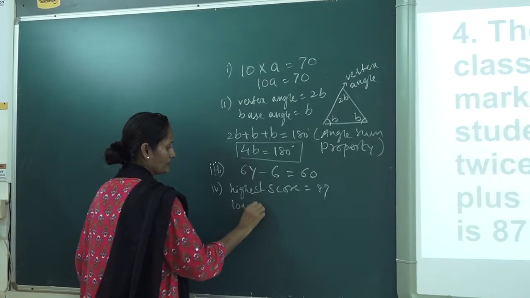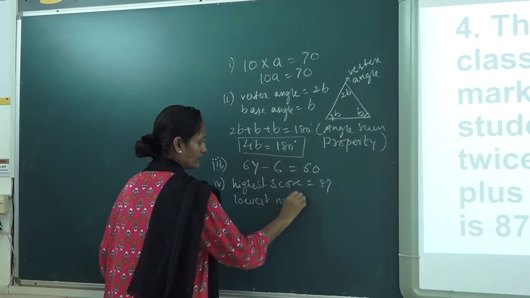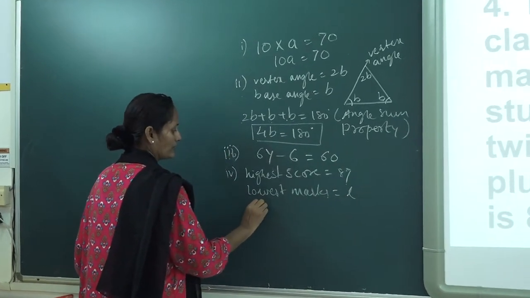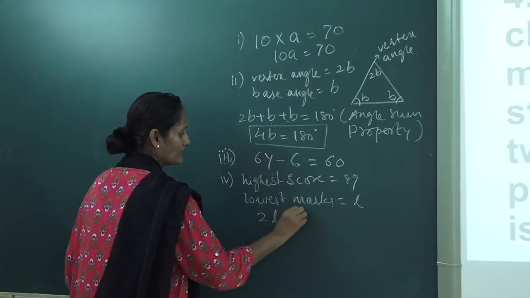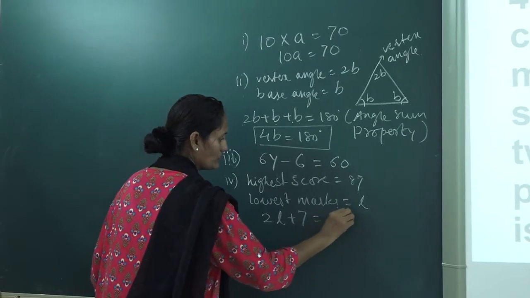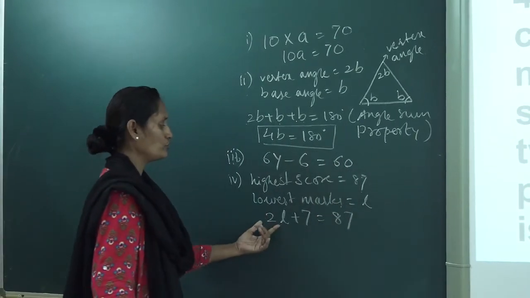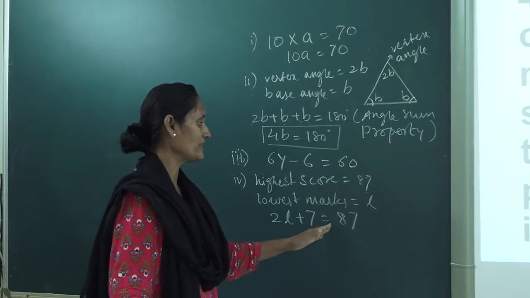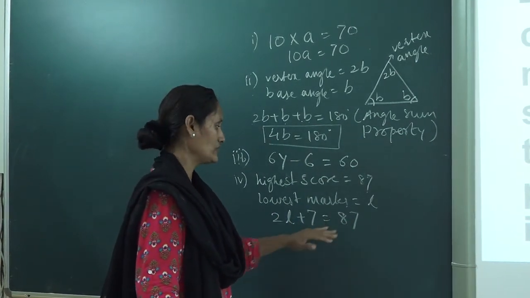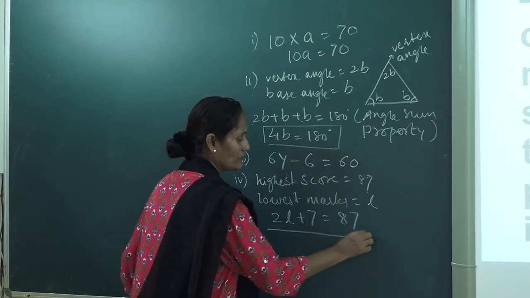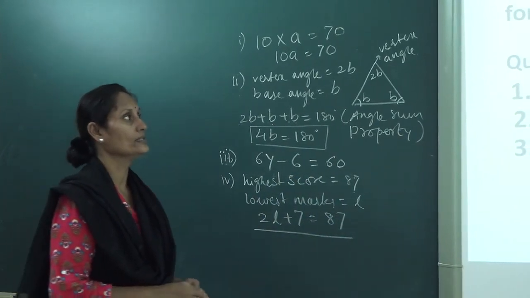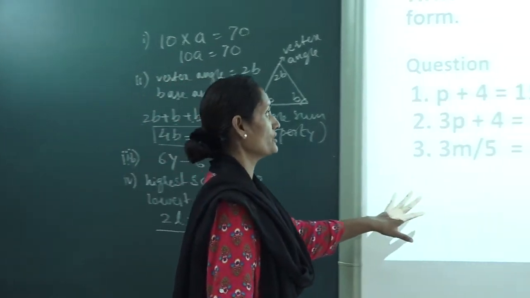Lowest marks equals L. According to the condition, 2L plus 7 equals 87. So 2L means twice L, L stands for the lowest mark, plus 7 equals 87. So this is the required equation. Now this is another form of question.